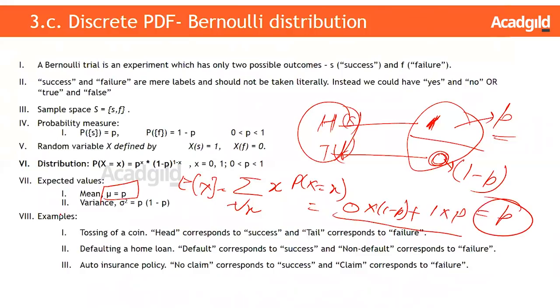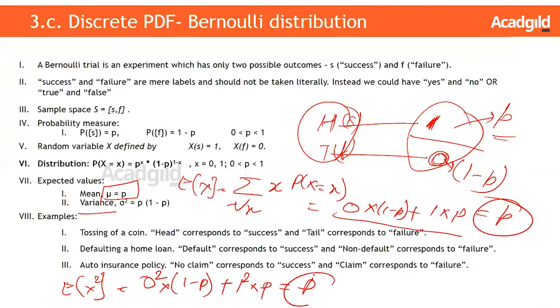The probability of getting head, the probability of getting a success, the probability that the next customer who visits my site would buy the product. What is the variance? To calculate the variance, I also need to calculate the expected value of X square. How do I calculate that? The random variable's square times the probability of getting that random variable. 0 square, probability of getting 0 is 1 minus P, so 0 square into 1 minus P plus 1 square into P, which is again equal to P.